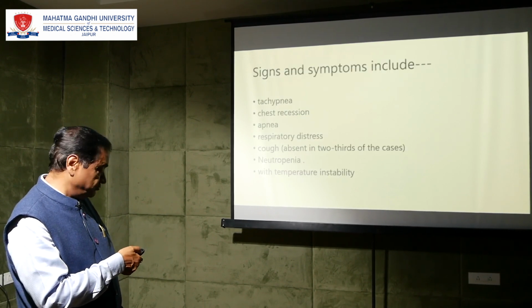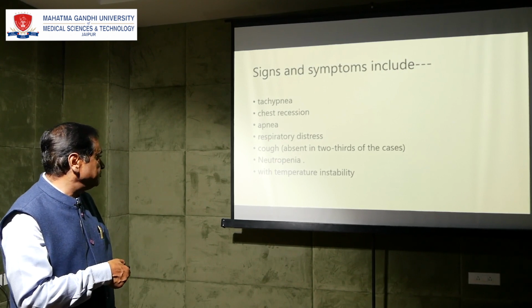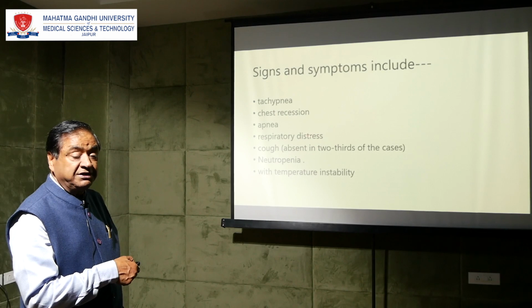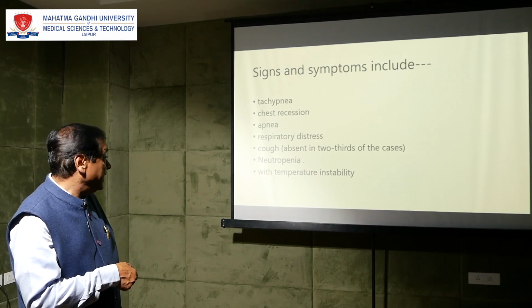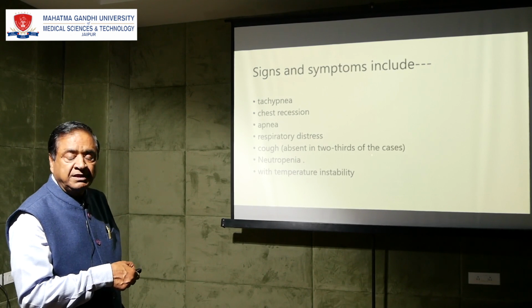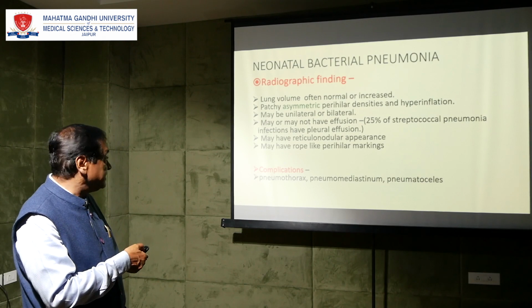In the signs and symptoms, you find tachypnea, chest recession, apnea, respiratory distress, and cough. Neutropenia is there. That is a very important point we must know. Neutropenia is found, along with temperature instability. The patient has fever, but very unstable temperature, may be there, may not be there.